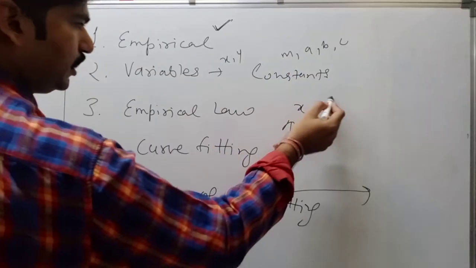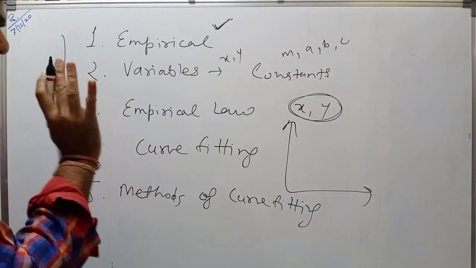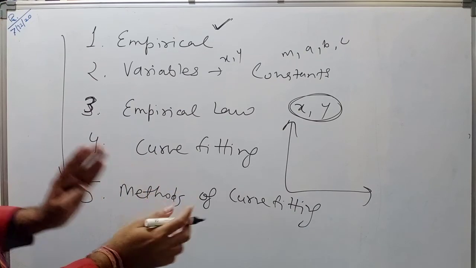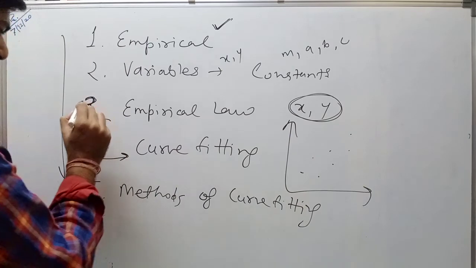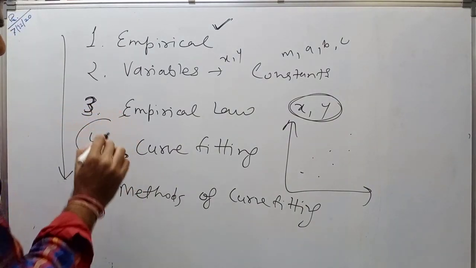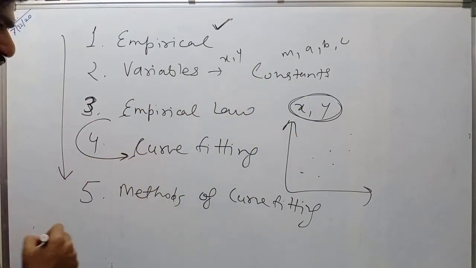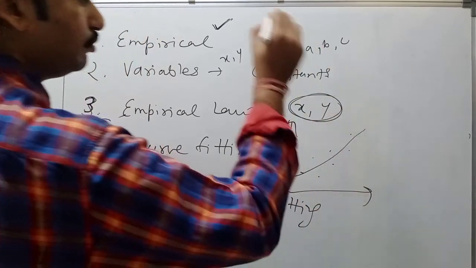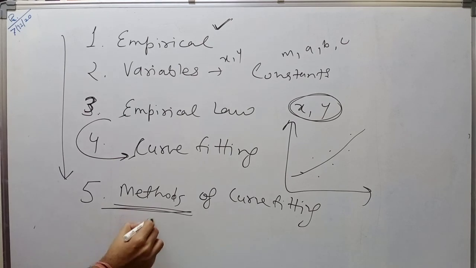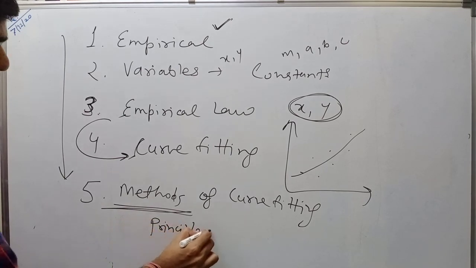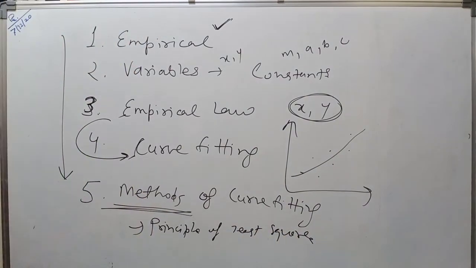Then empirical law. At this third point, we are understanding that there is some connection between X and Y. And in the fourth point, we are finding out what that connection is. So empirical law and curve fitting are different. Empirical law means there is some relationship or connection and we are working on it, and curve fitting means we are trying to find that particular relation. So that is curve fitting. And there are different methods of curve fitting as well, in which the principle of least squares has its own value and importance.